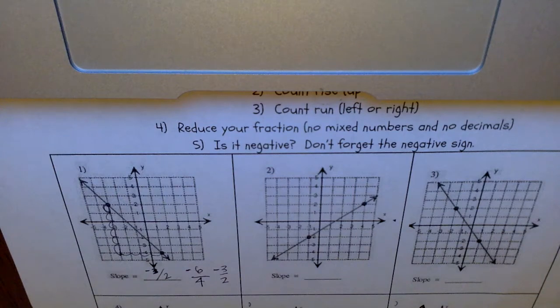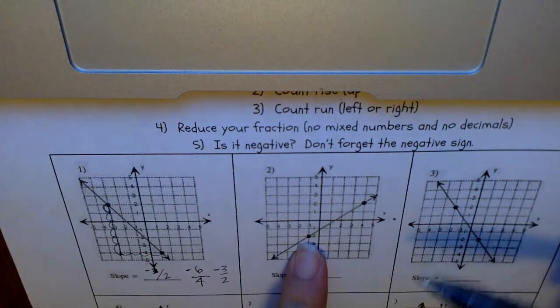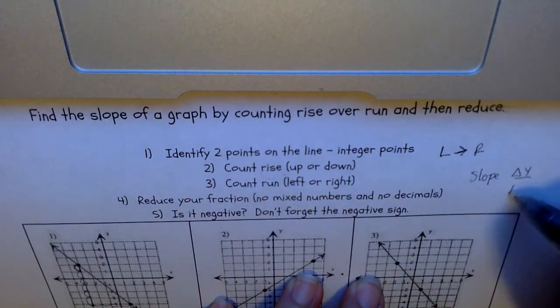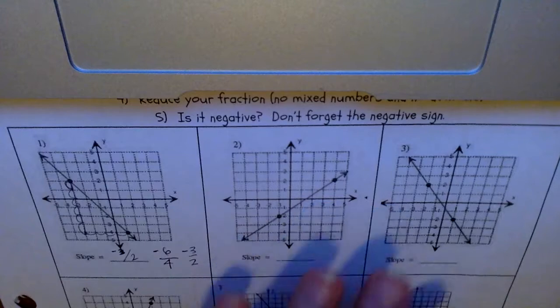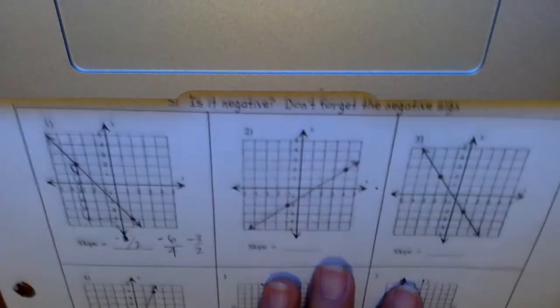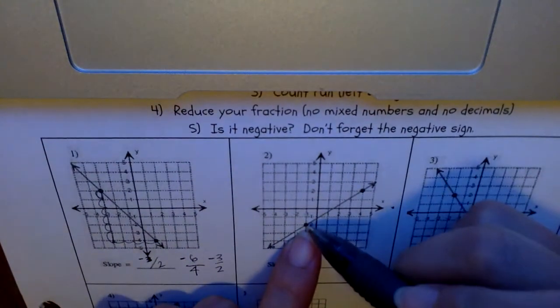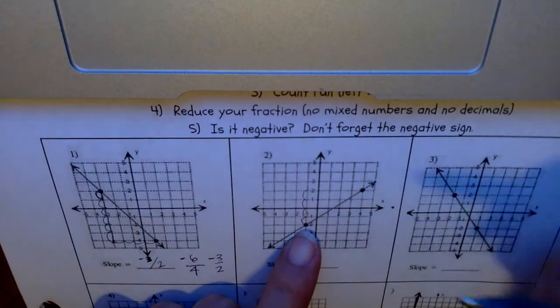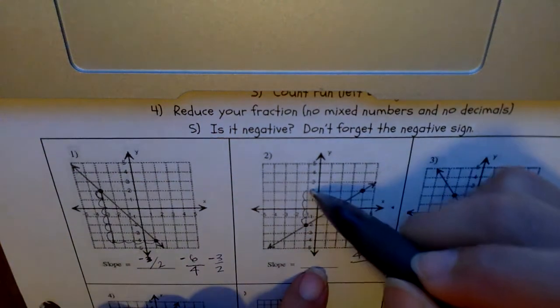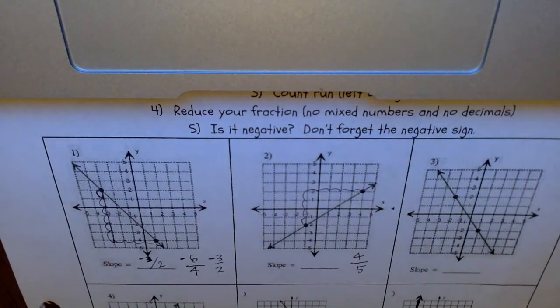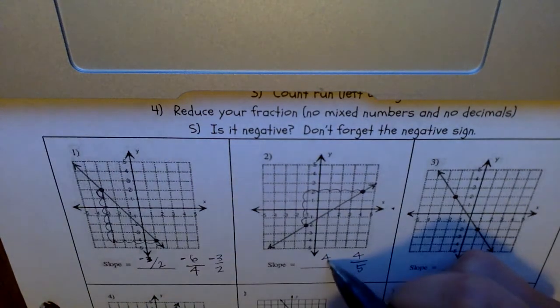Okay, number 2. 2 points are identified for you. We're going to start with the leftmost point, and remember, we're going to go with our rise because slope is the difference. Slope is the change in y over the change in x. It's the change in vertical over the change in the horizontal. So example 2, I'm going to go up 1, 2, 3, 4. And I'm going to run 1, 2, 3, 4, 5. Now, 4/5 cannot be reduced, so it's just going to be 4/5.